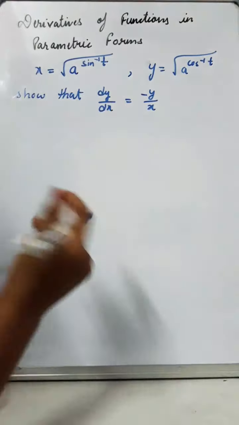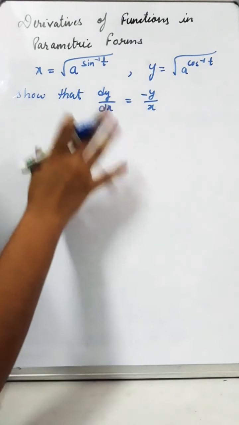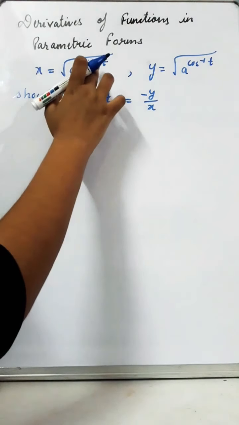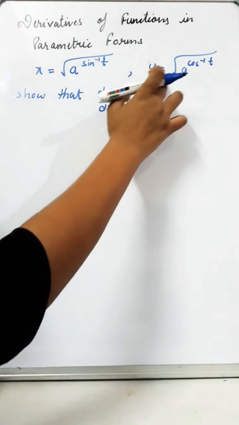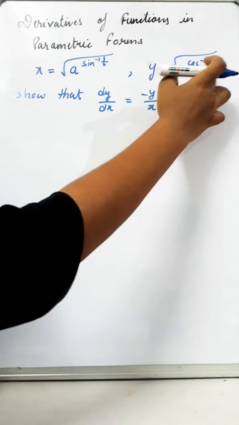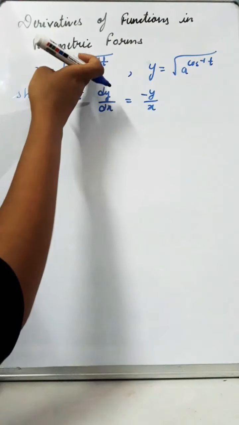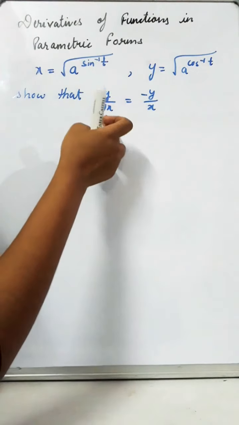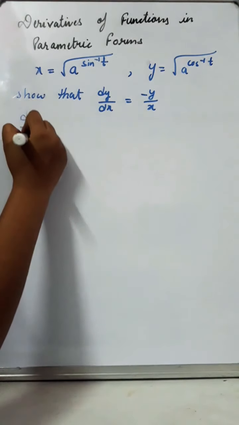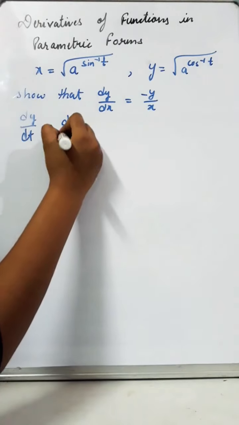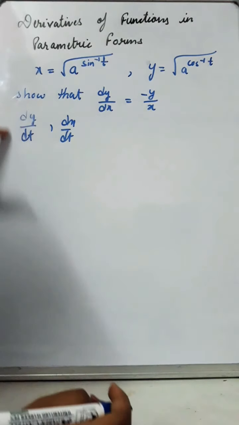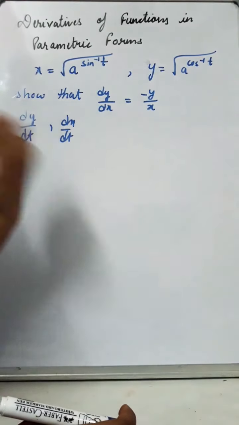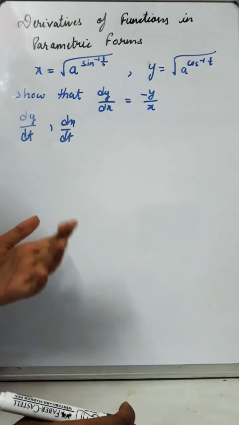Look at this question, this is a technical one. x is under root a raised to the power sin inverse t, and y is equal to under root a raised to the power cos inverse t. You can easily see that the parameter is t here. So if you have to find dy dx, you have to find dy dt and dx dt. But finding this requires a lot of mechanism here. You have to apply the older concepts that you have read in this chapter. See how.